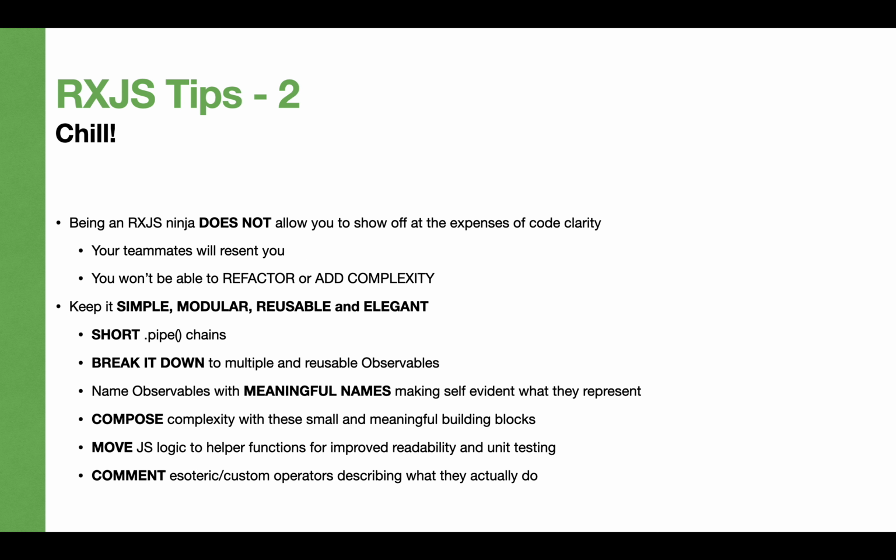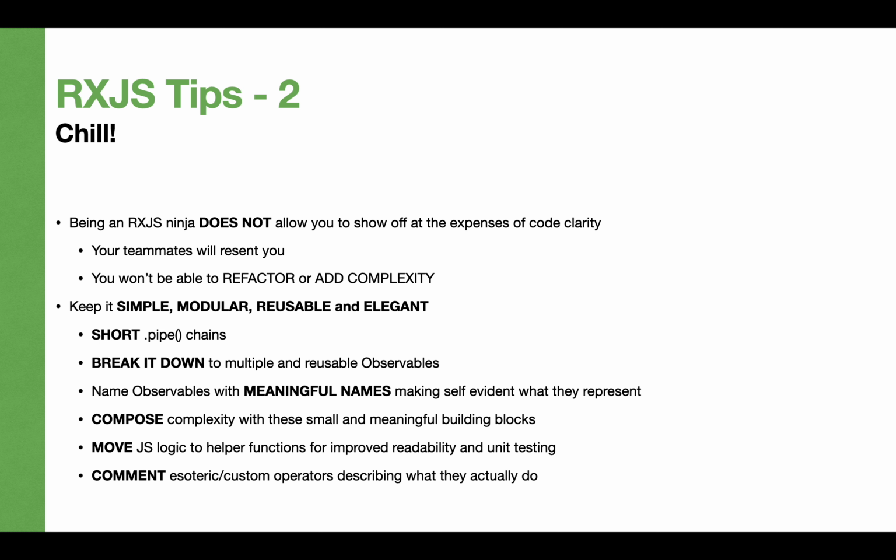And let's get there. When you get to be an RxJS ninja, you will feel like you have superpowers. You will start writing really complicated code. So at that point, you need to remind yourself to chill. Just chill, right? Even if you get really good at RxJS, you still need to write code that is clear and understandable. Otherwise, it will be difficult for you to refactor it or to add extra complexity. So my recommendation is that you keep it simple, modular, reusable, and elegant.